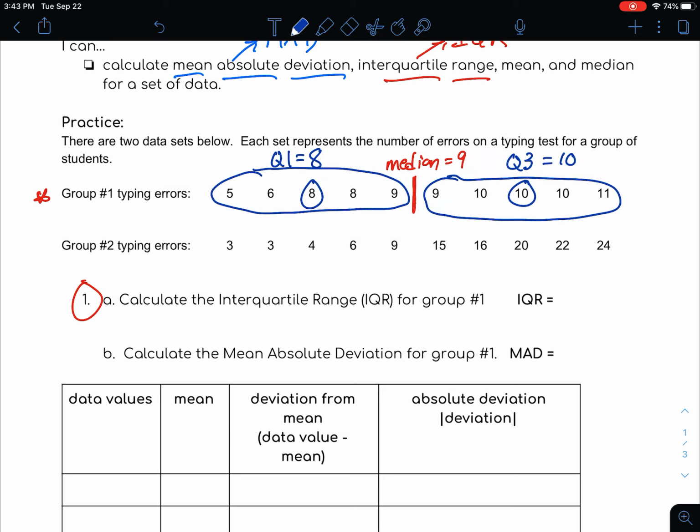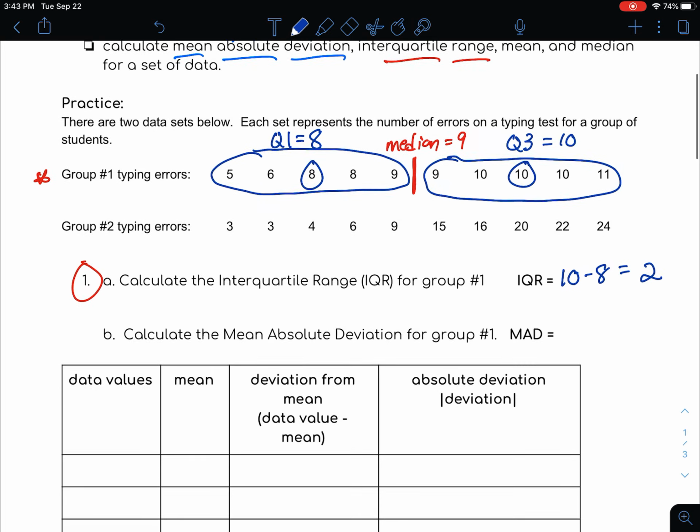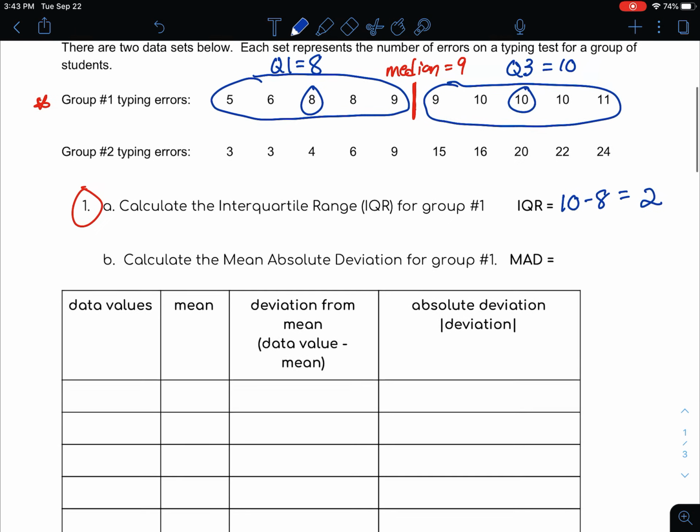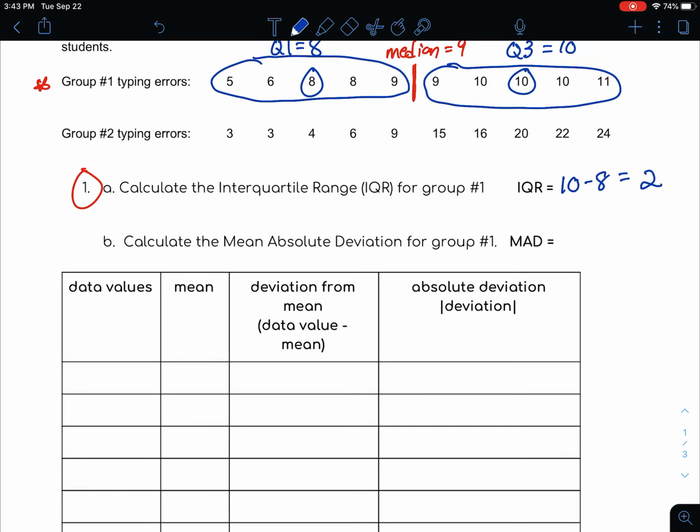And that's all we need for that, because to find the interquartile range, I simply subtract the lower quartile from the upper quartile, which gives us 2. So that is a measure of variability. It seems like a rather low number, which will tell us maybe something about how changeable that data is. Let's see what the MAD gives us for variability here.